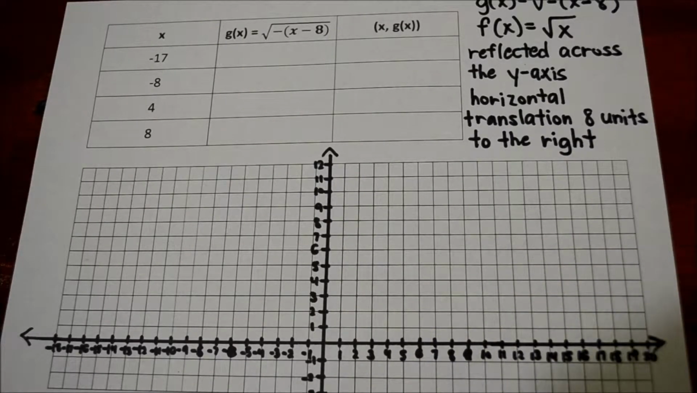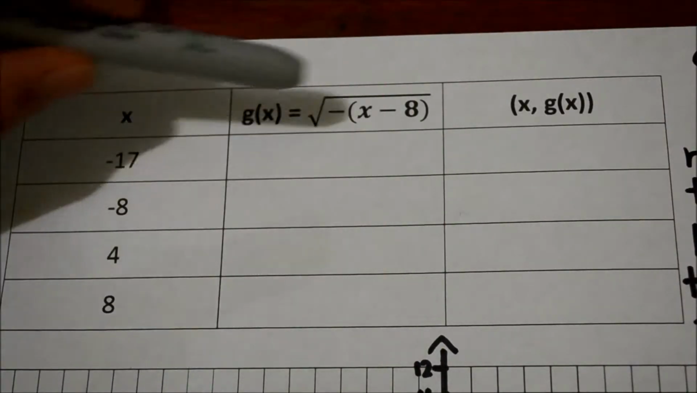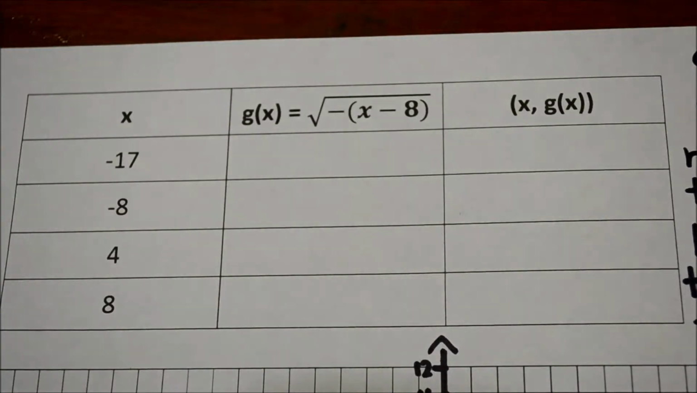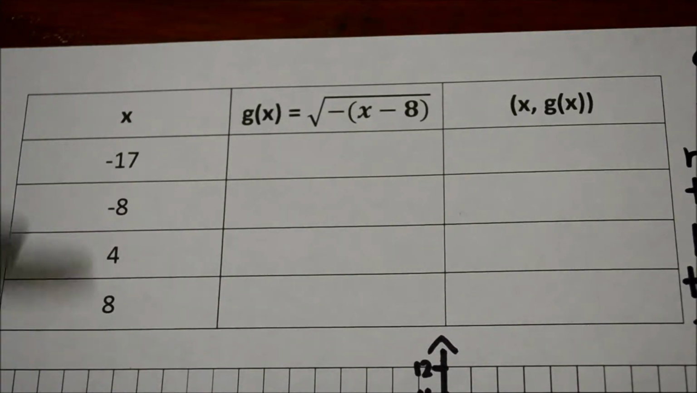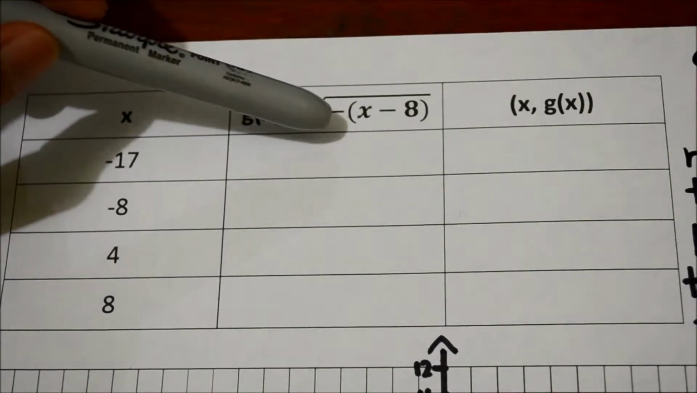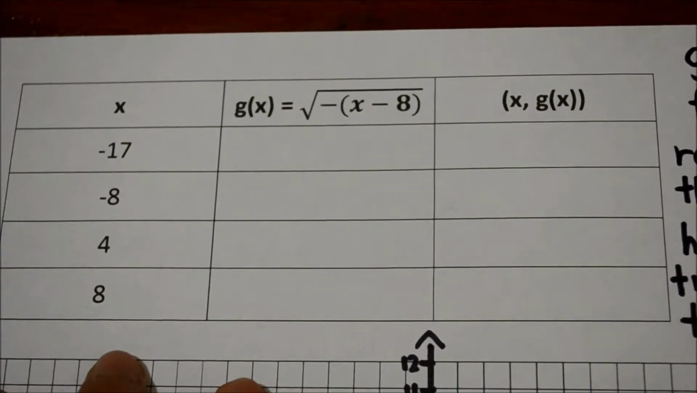Make a table of values for the function. Then substitute the x values into this function, which will lead you to find the y value. The reason I chose these x values is that they make the expression under the radical sign a perfect square. Let me fill in this table of values.